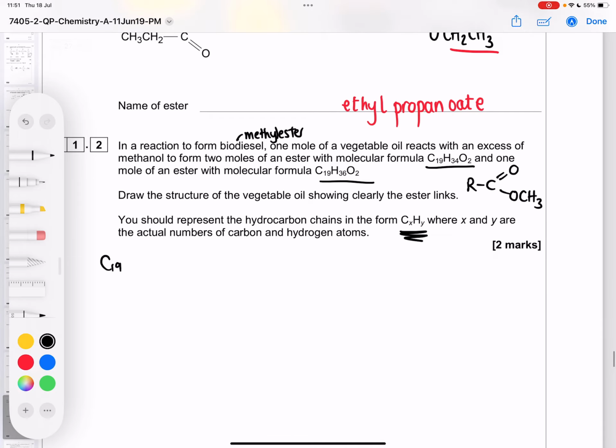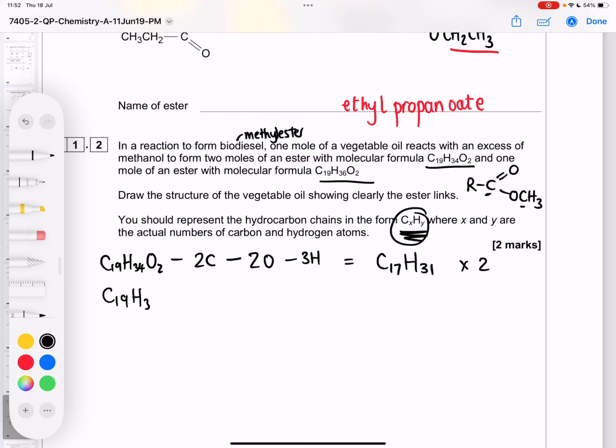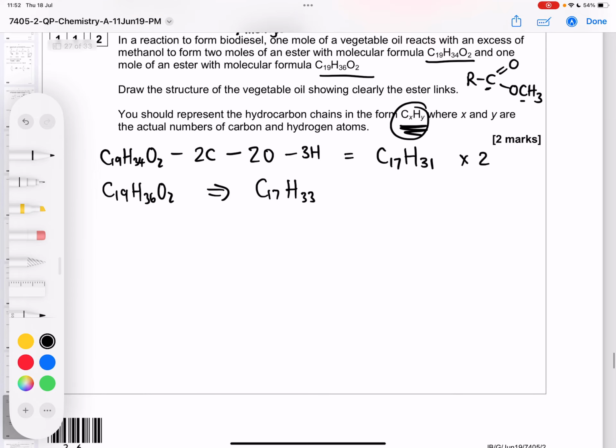So C19H34O2, we're going to subtract 2 C's, 2 O's, and 3 H's to see what our R group is left like. So we're going to get C17H31. We've got 2 of those. Then our other one, C19H36O2, we're going to subtract the same, C17H33, that's our other R group.